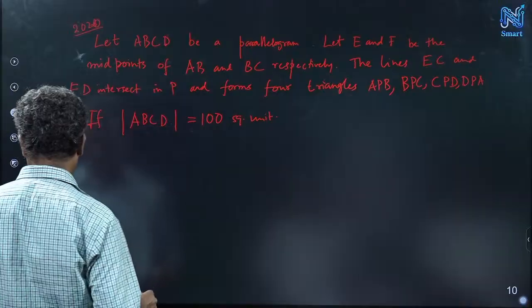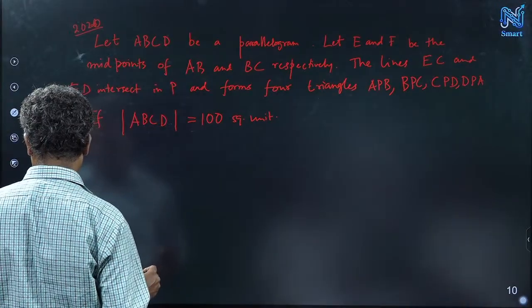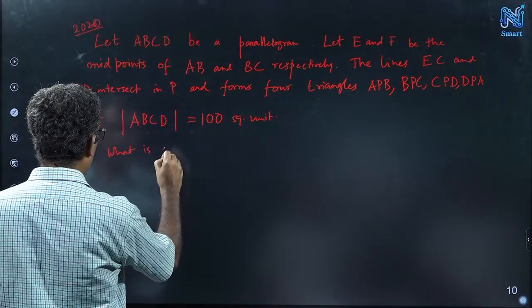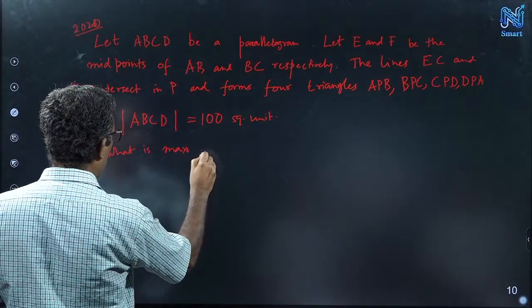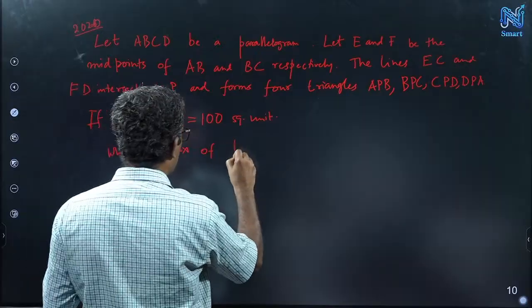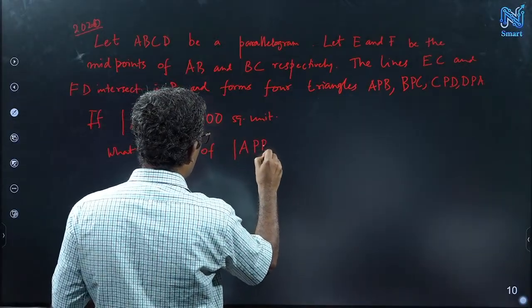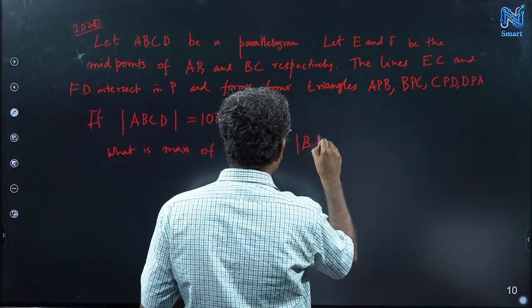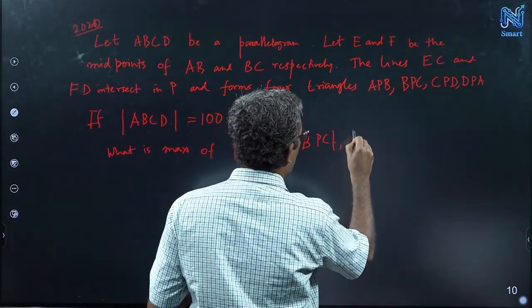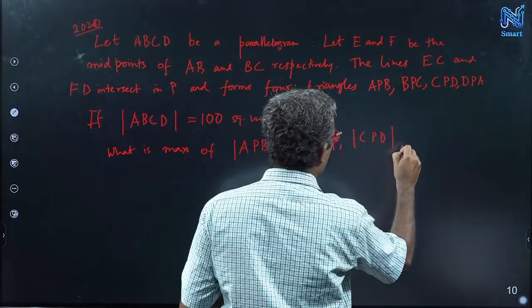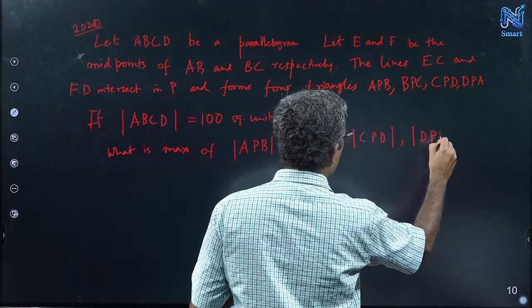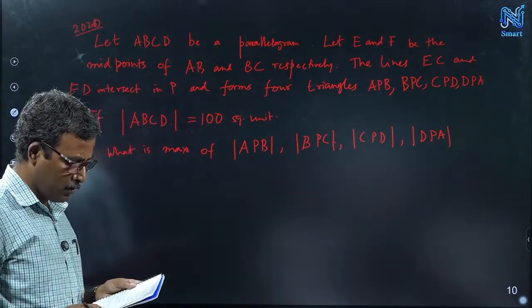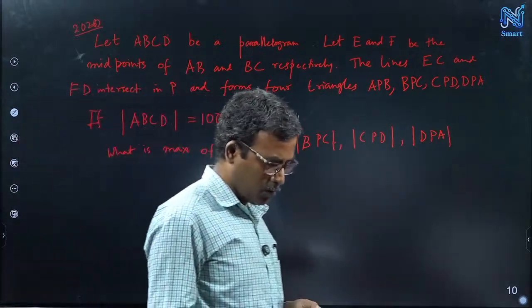What is the maximum area in square unit of the triangle among these 4? What is the maximum of these 4 areas? Area of APB, area of BPC, area of CPD and area of DPA. What is the maximum value among these 4? This is the question in square unit. So, you have to find the number.